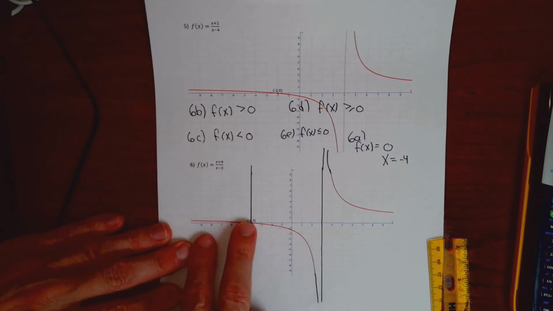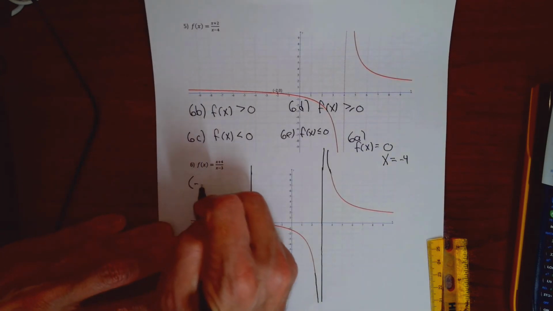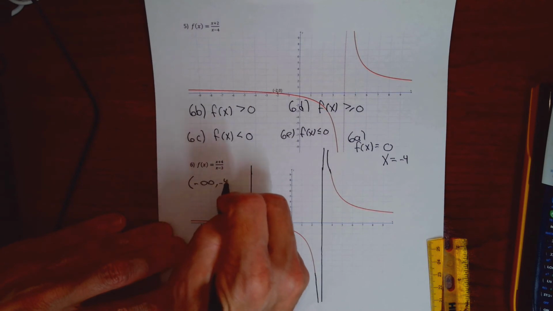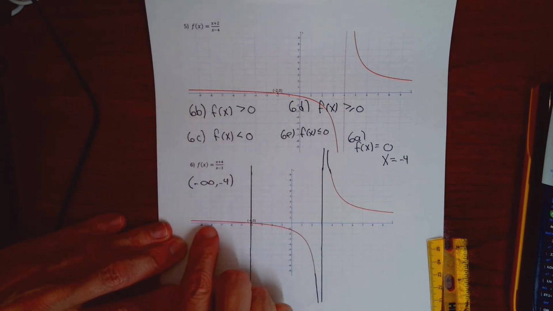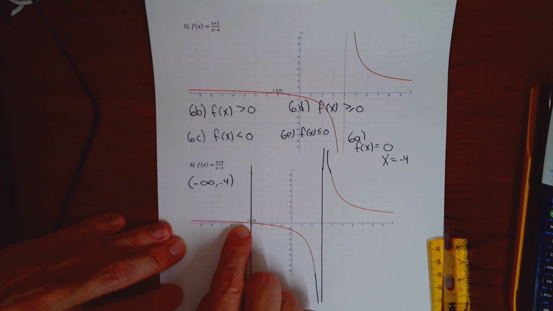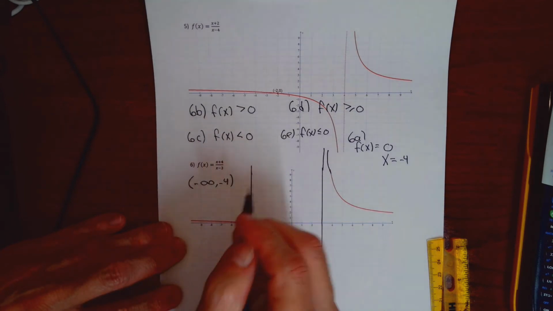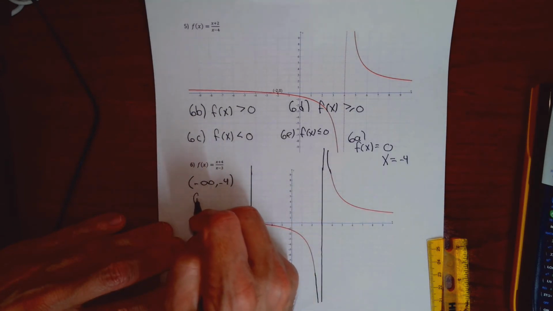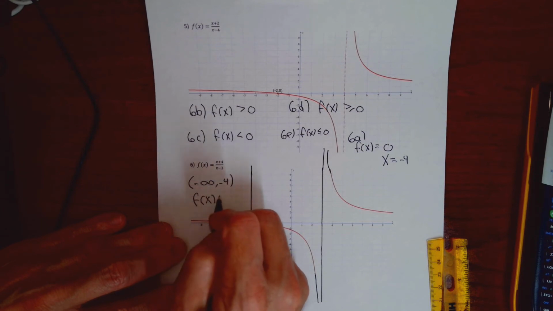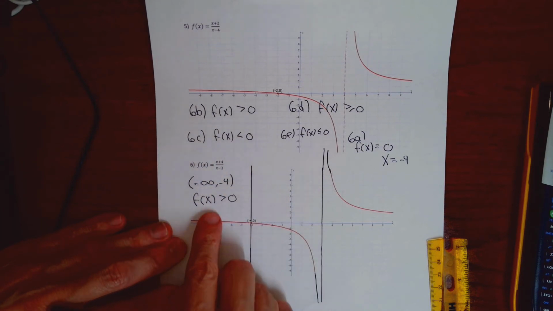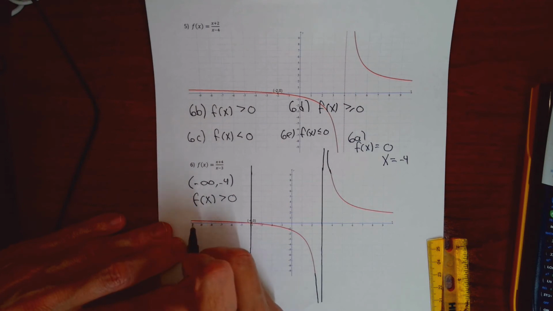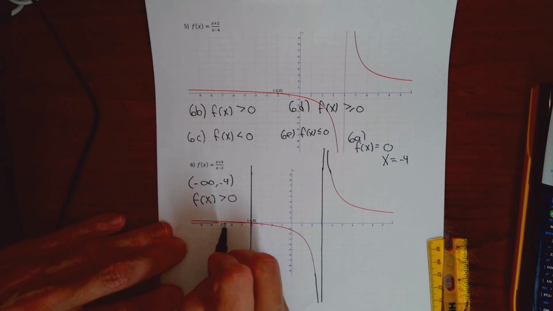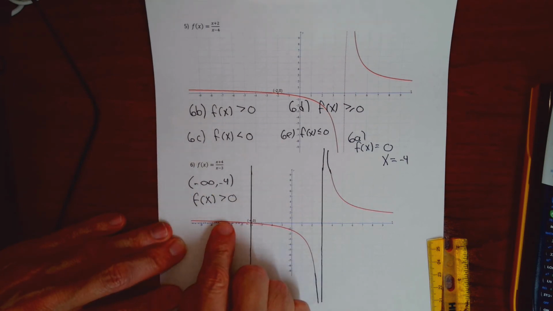My intervals are here from -infinity to -4. And I look at the graph, it's just barely above the x-axis. So for this interval, from -infinity to -4, this interval is going to be a solution to f of x is bigger than 0 because the graph is above the x-axis. It's barely above the x-axis, but it's above the x-axis, so the y's are positive.